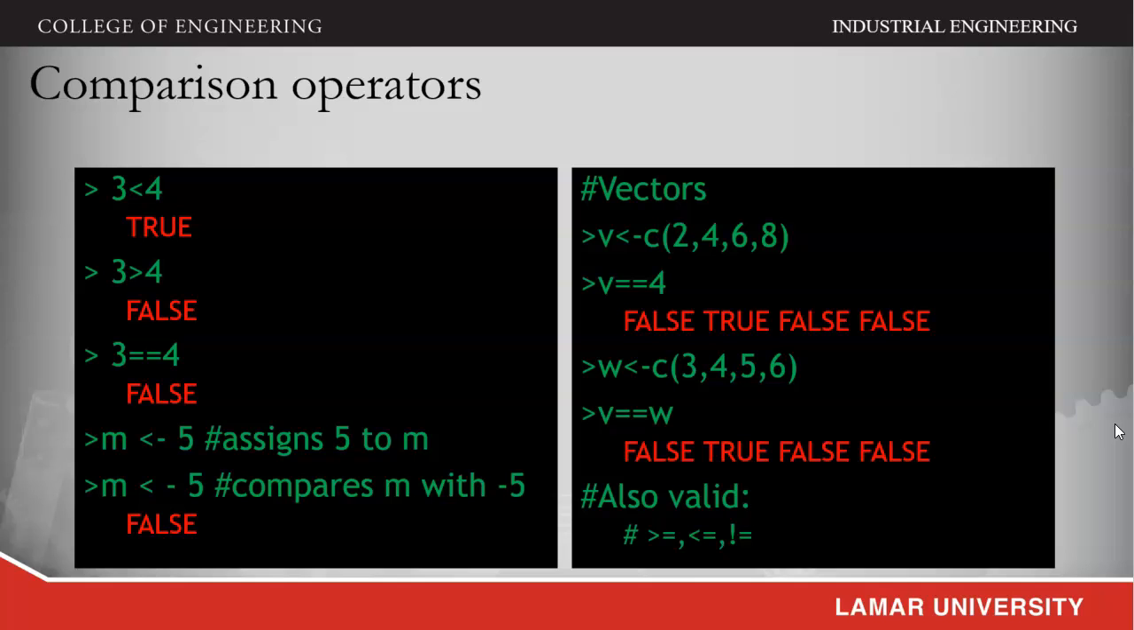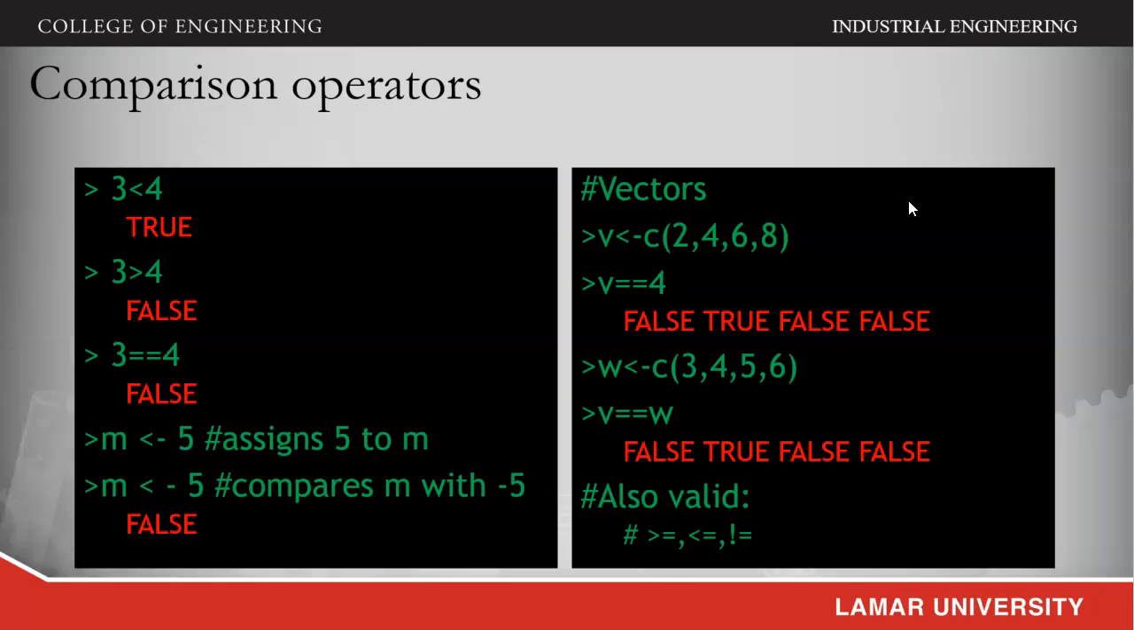Similarly, we can do the comparison of element to element in vectors, and the output is a vector of logical expressions. It could be either true or false. So we can do that, and also valid are larger or equal to, less than or equal to, and not equal to, with the exclamation sign followed by the equal sign, which means that it's not equal.